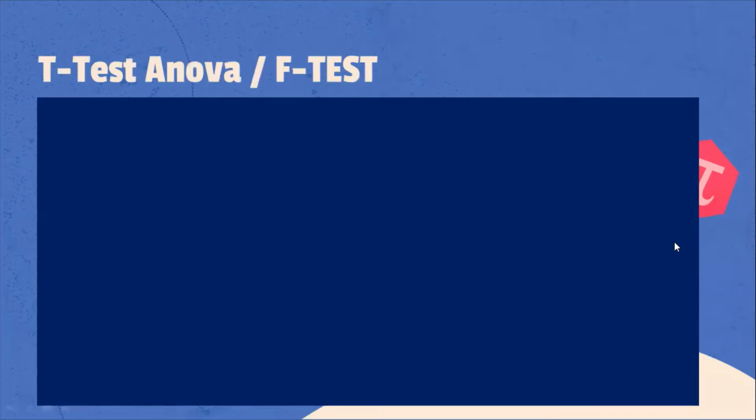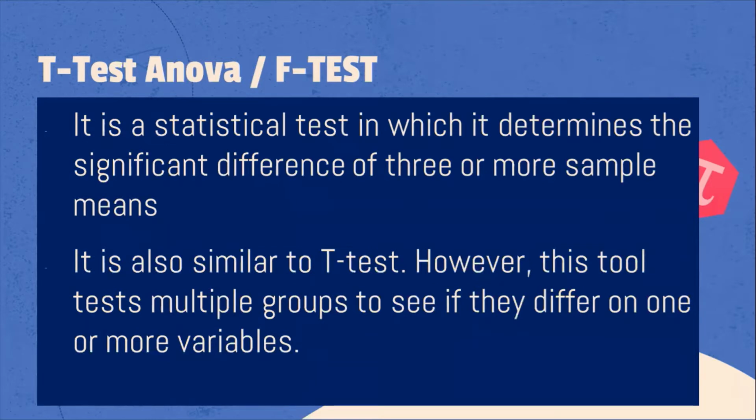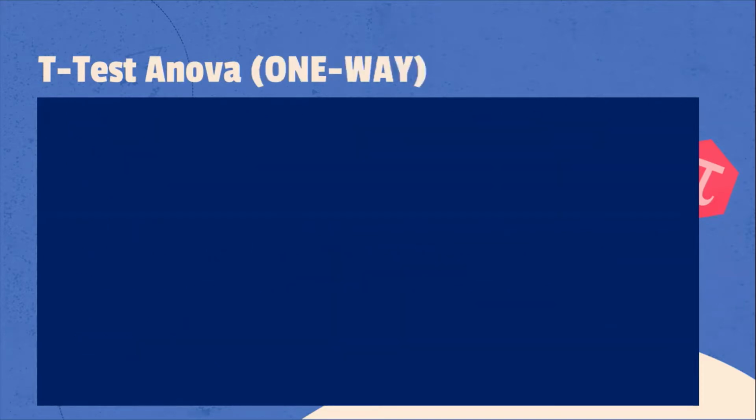Okay, what is t-test or f-test? It is a statistical tool or test which determines the significant difference of 3 or more sample means. It is also similar to t-test. However, this tool tests multiple groups to see if they differ on one or more variables.